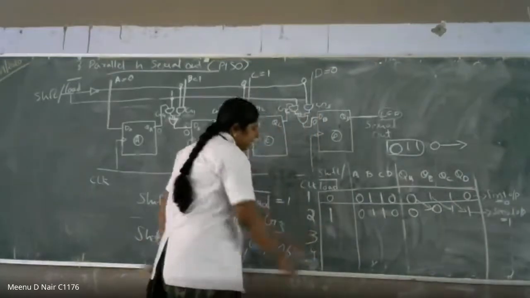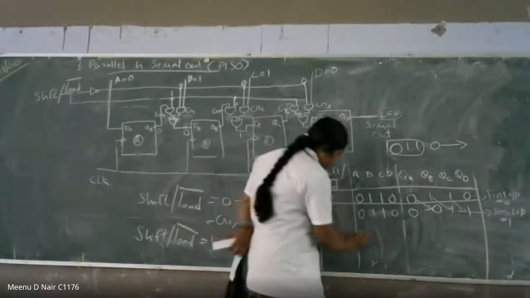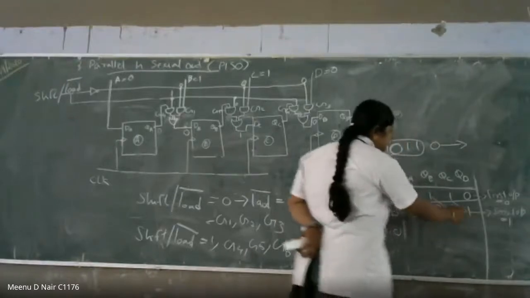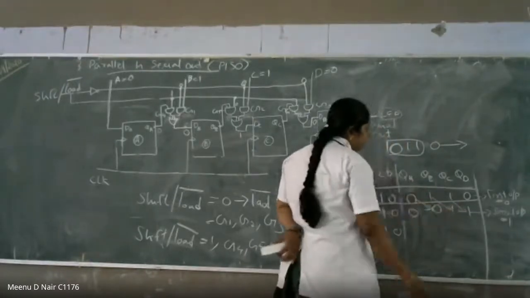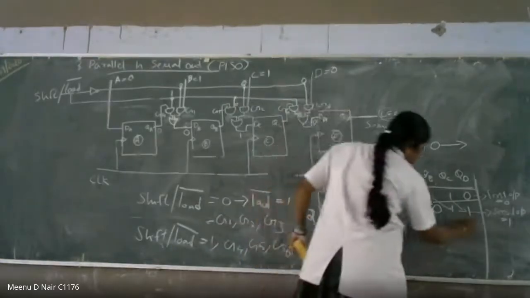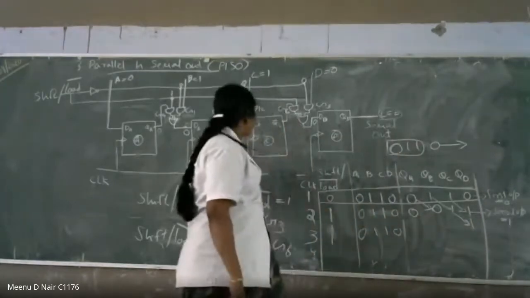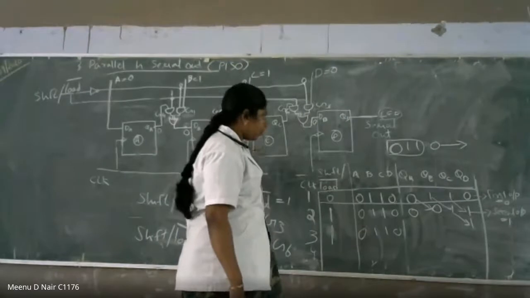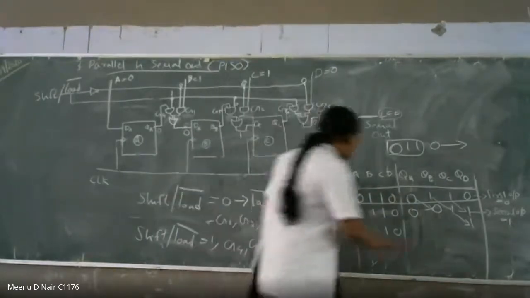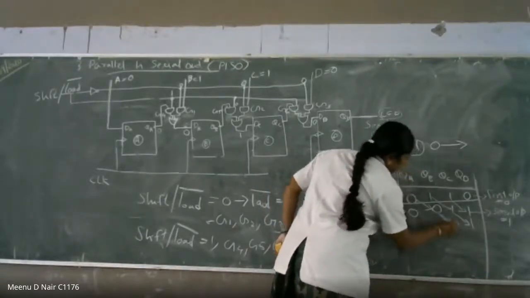Then you are giving the third clock pulse. Here also shift is equal to 1, right? And input is 0, 1, 1, 0. Now you see this is out, right? Now QC is equal to 1. Since QC is equal to 1, DD is equal to 1. So QD is equal to 1. So that is what you are giving here. Then what about QB? QB was 0 here, right? So DC is equal to 0, QC is equal to 0. So this is what you are writing here.